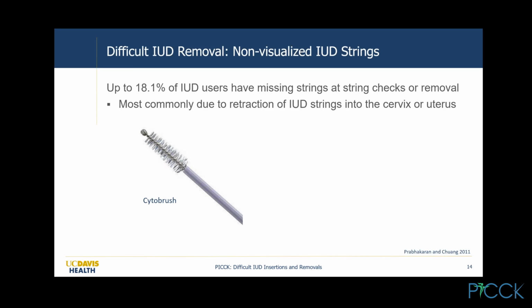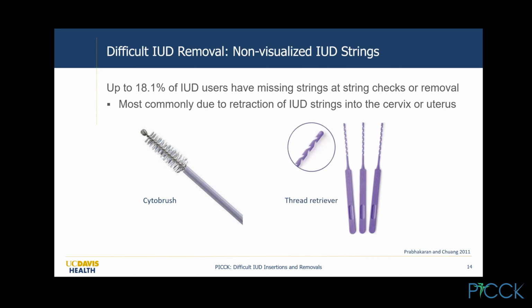If it has withdrawn into the uterus itself, there are these really neat devices called thread retrievers. They're very thin, very narrow, and very comfortable for patients to use for an IUD removal. The idea is the same concept. You insert this thread retriever into the uterine cavity and twirl it. It will often tangle the IUD strings within the little notches that you can see in the device. Then when you remove the thread retriever, the IUD strings will usually come with it, and then you can remove the IUD.